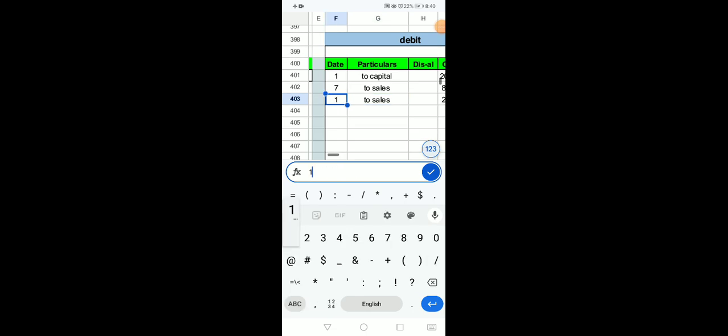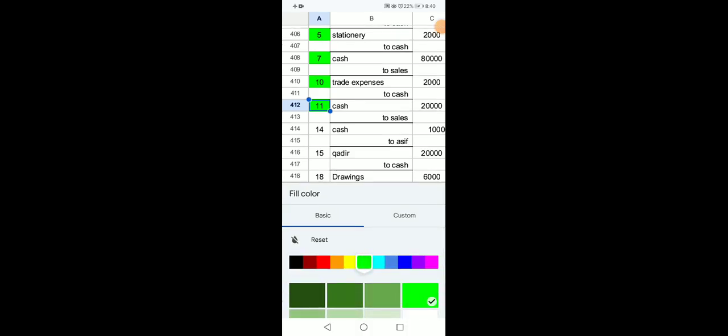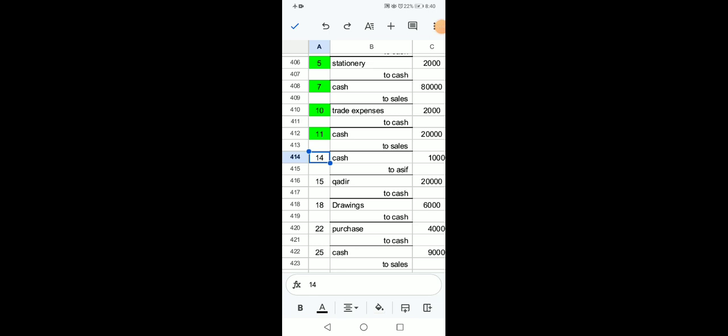Here you will be writing 11 in date column. In this way, entry number 11 was having only one element to be posted, that was cash, and we have posted it. Entry 11 completed, so you will mark it as it has been done. Next entry is 14.